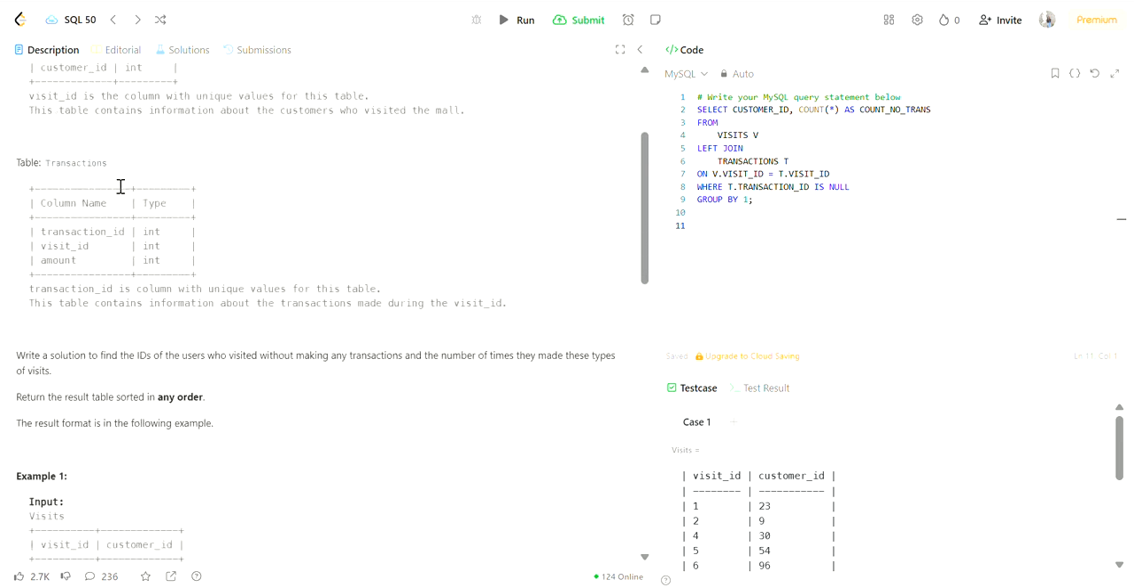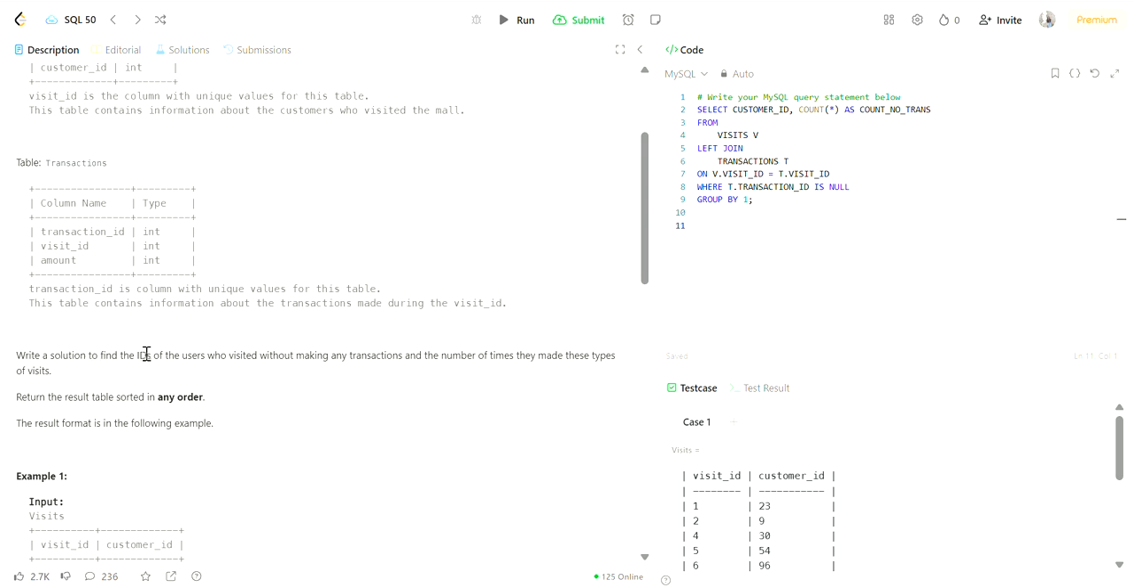Next, we have transactions table having three columns: transaction ID, visit ID, and amount. All of them are of integer data types. This table contains information about the transactions made during the visit ID.